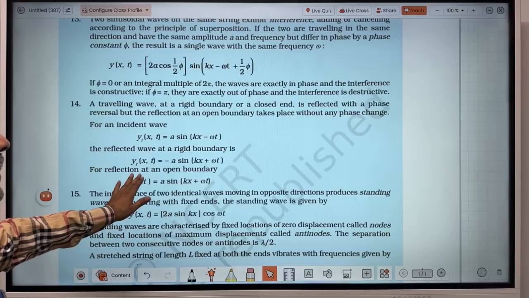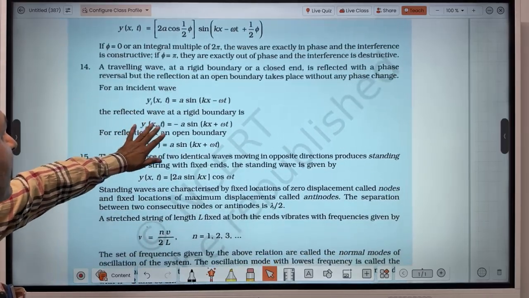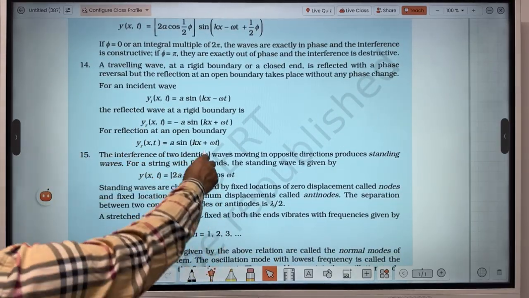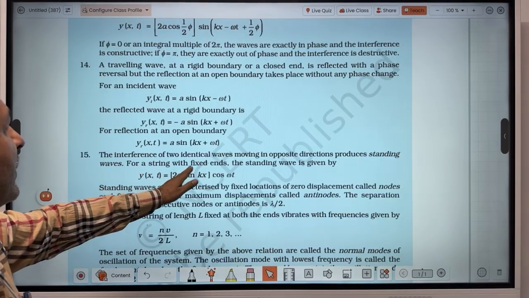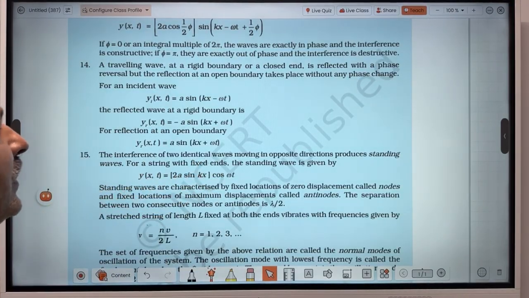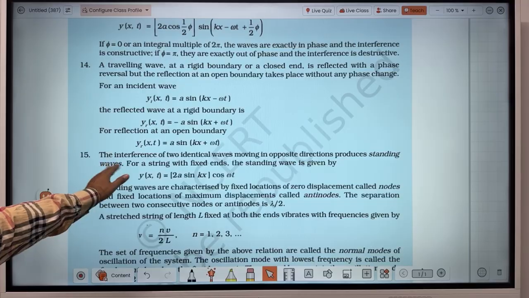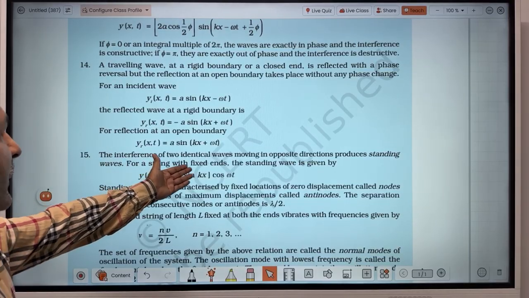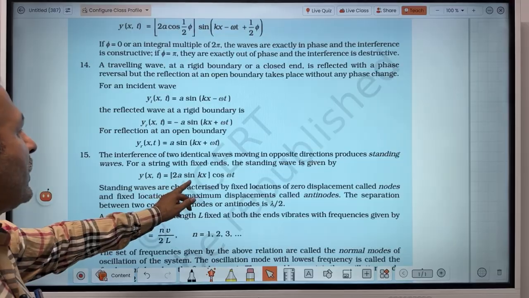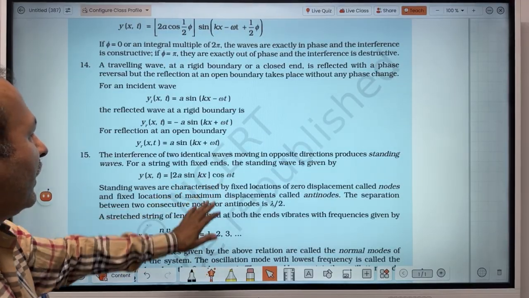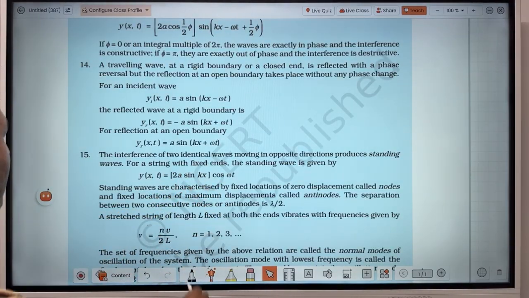For reflection at an open boundary, nothing will happen, so it will remain. Just here, the sign will change because the wave will reverse its direction. The interference of two identical waves moving in opposite directions produces standing waves. For a string with fixed ends, the standing wave is given by y(x,t) equal to 2a sin(kx) cos(omega t). Here, this will be the amplitude.